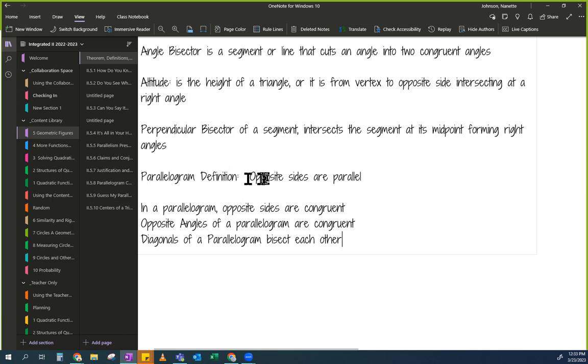Like the moment that I get a parallelogram, I get opposite sides parallel. I get opposite sides are congruent. I get opposite angles are congruent. And I get diagonals that bisect each other.